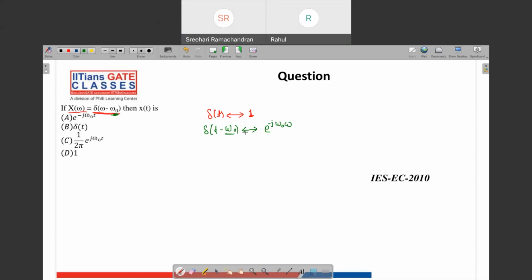Now this is the time domain signal, this is the frequency domain signal, this is x of t, this is X of omega. Now when I apply the dual property, on this side it will be 2 pi x of minus omega. On this side it will be capital X of t.